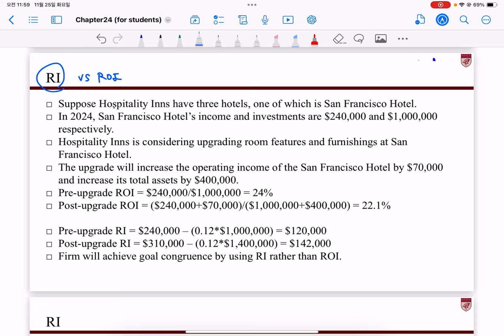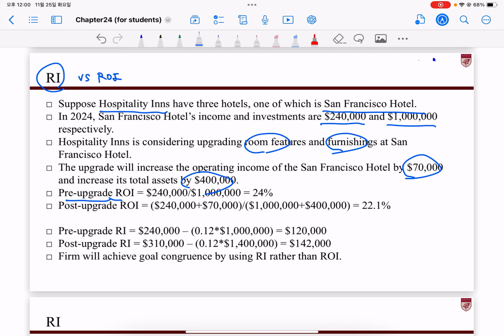Let's suppose there is an inn company, Hospitality Inn, which has 3 hotels, and one of them is in San Francisco. In 2024, the San Francisco hotel's income and investments were $240K and $1 million, respectively. Hospitality Inn is considering upgrading the room features and furnishings at the San Francisco hotel. That upgrade will increase the operating income of the San Francisco hotel by $70,000 and increase the total assets by $400,000.